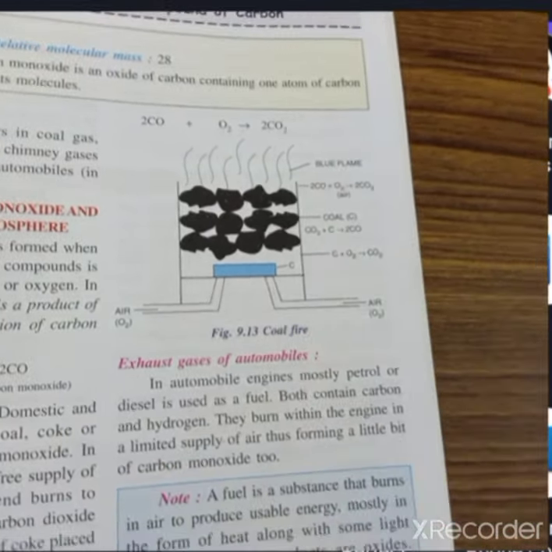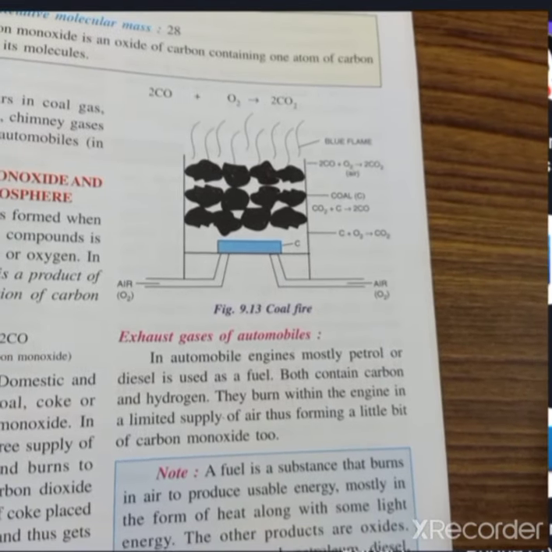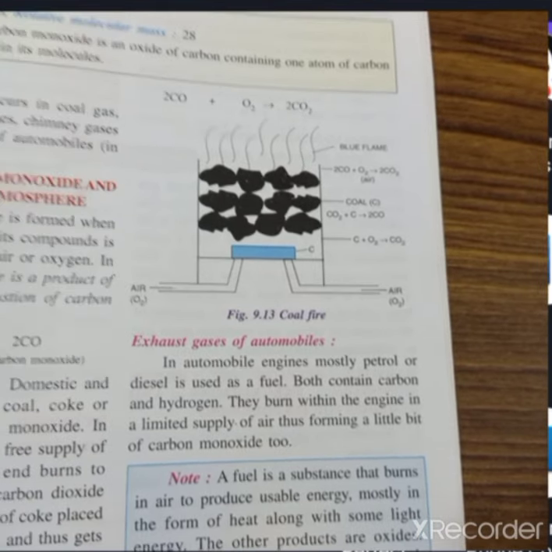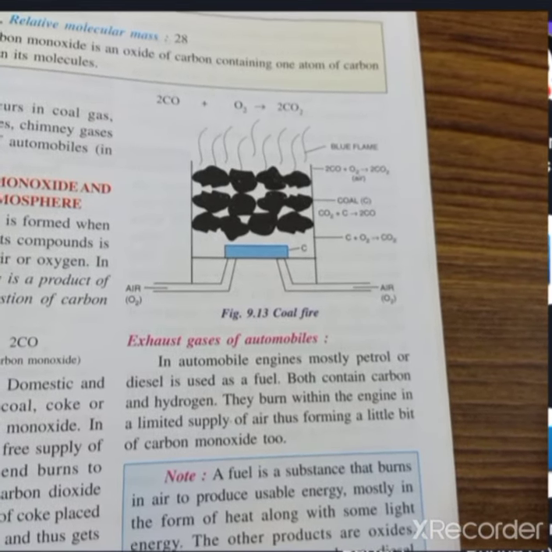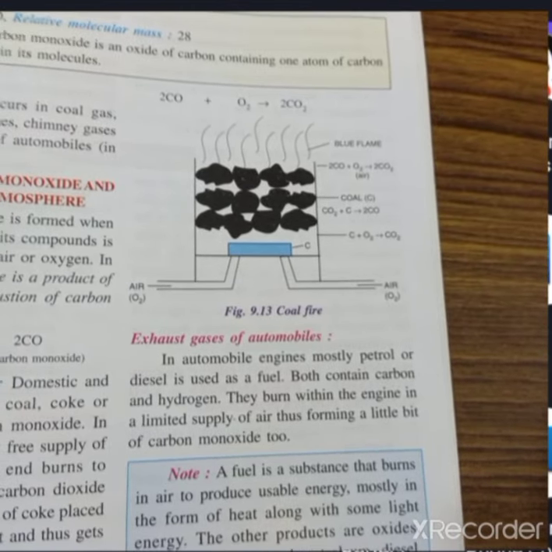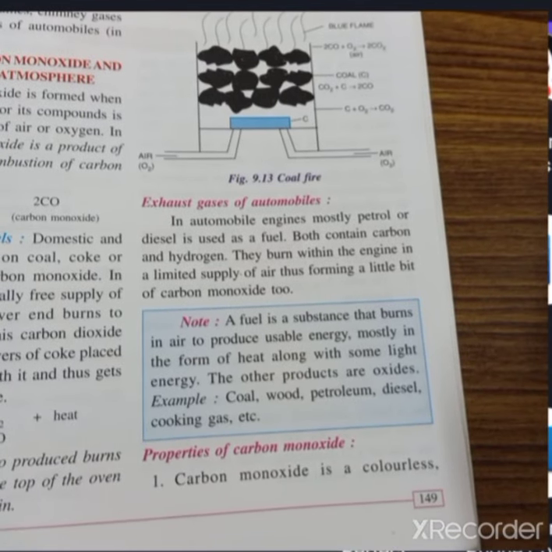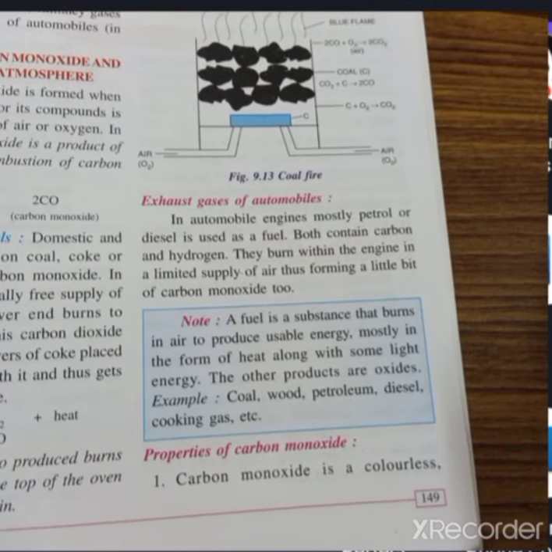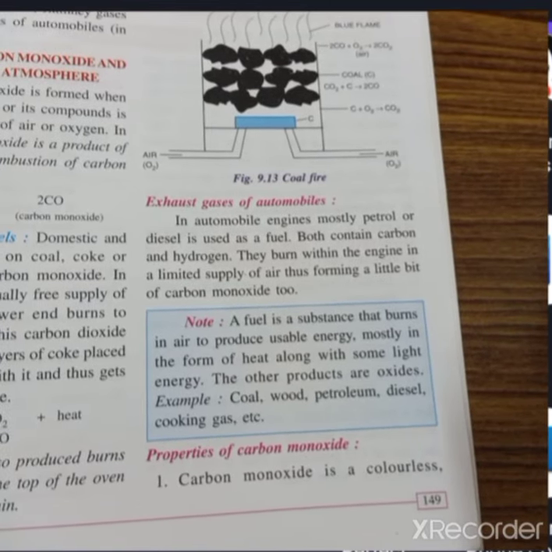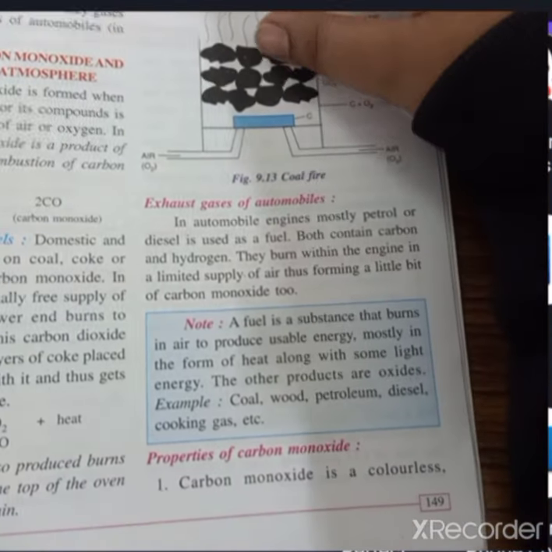Now, where else is it formed? It is found in exhaust gases of automobiles. In automobile engines, mostly petrol and diesel are used as fuel. Both contain carbon and hydrogen. They burn within the engine in limited supply of air, forming a little bit of carbon monoxide too. Okay. Now note, a fuel is what? A fuel is a substance that burns in air to produce usable energy, mostly in the form of heat along with light energy. Okay. Now, what are the properties of carbon monoxide?